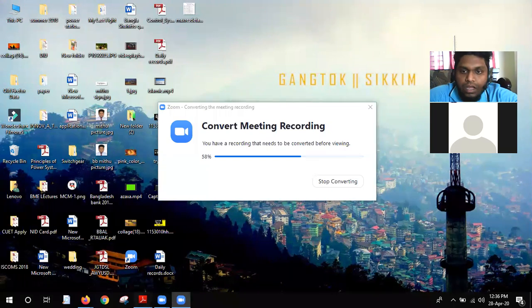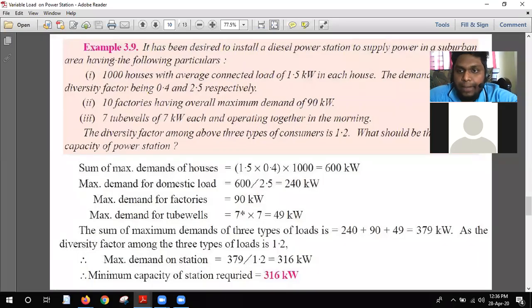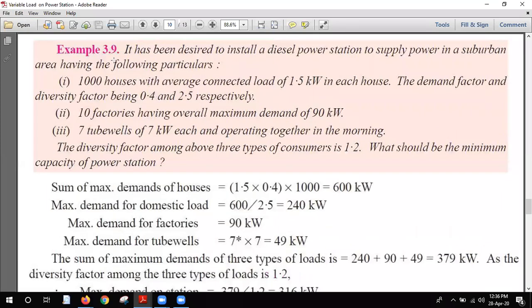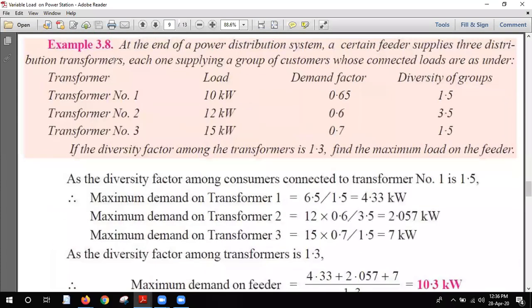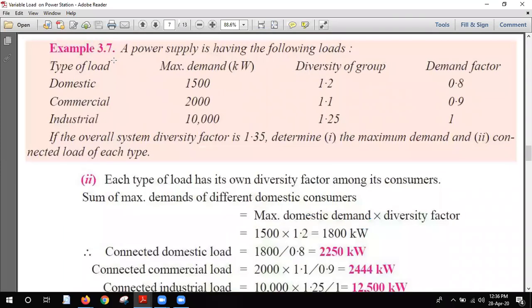So the last class lecture was something like that. Can you see the screen, my student? Yes. Okay, nice. So yesterday we discussed a diversity example. Some of the students might not be clear because we didn't have enough time, also because of the sudden load shedding from my side. So today we will also discuss it.